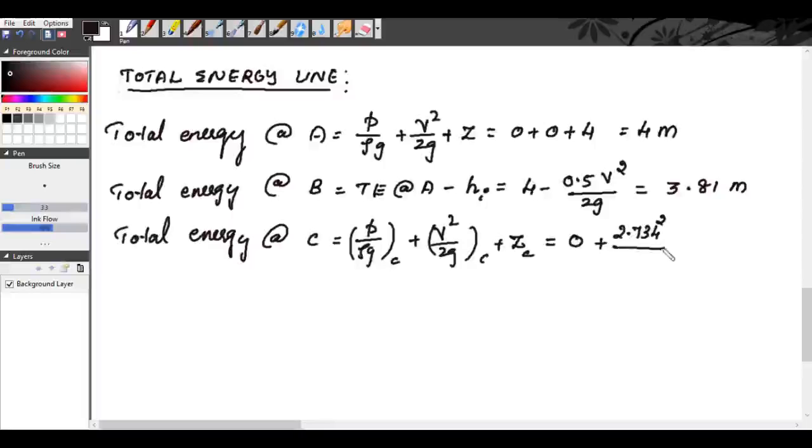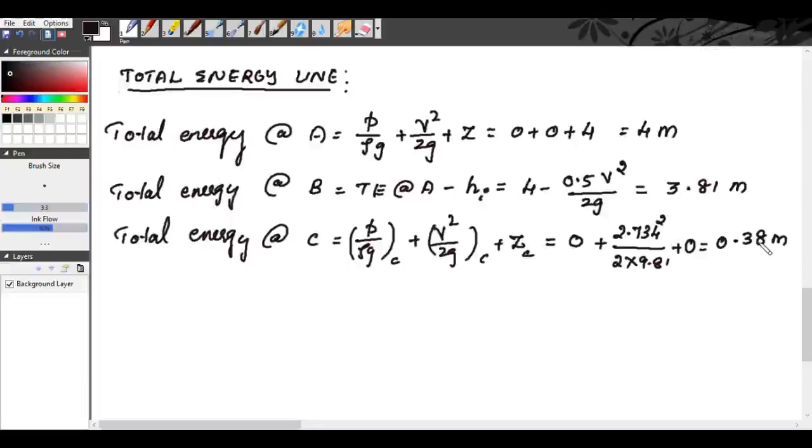2.734 square by 2 into 9.81 plus Z is 0 because the datum line is along the center line. C lies on the datum line, so it is 0. So we get the total energy at C as 0.38 meter. Okay, so 4, 3.81 and 0.38. Therefore, the total energy line will coincide with the free surface of water in the tank.